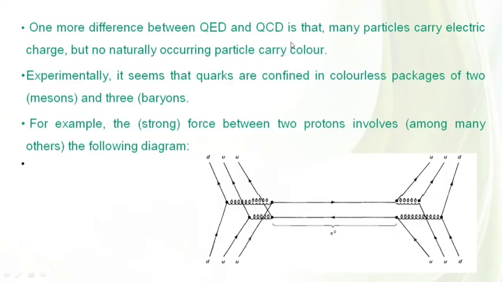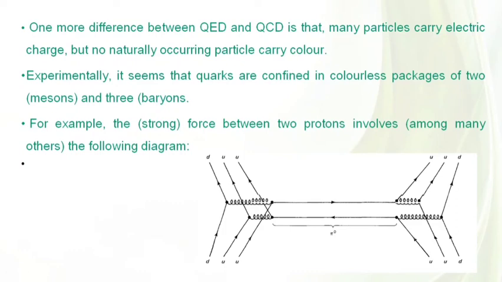One more difference between quantum electrodynamics and quantum chromodynamics is that many particles carry electric charge, but not all naturally occurring particles carry color. The color charge is actually something we have made up to simplify the business and to understand quantum chromodynamics. Experimentally it seems that quarks are confined in colorless packages of two, mesons, and three, baryons.